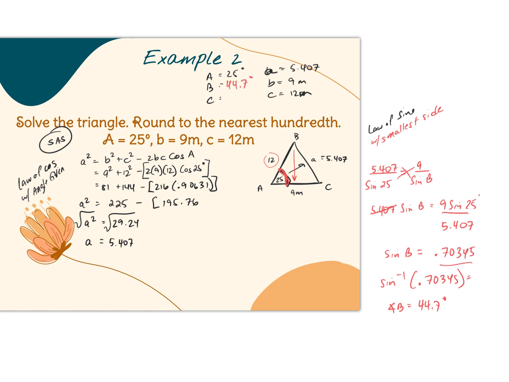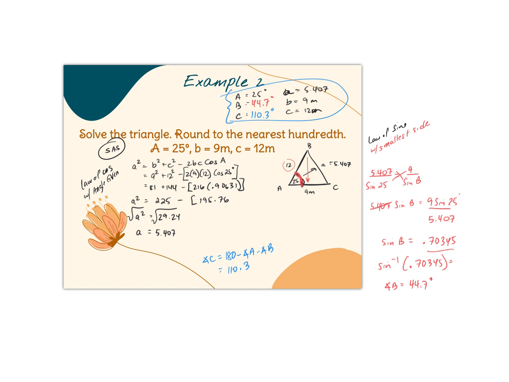Now, angle C is going to be easy to do because angle C is going to be 180 minus angle A minus angle B. So I'm going to do 180 minus angle A, which is 25, minus angle B, which is 44.7, and I'm going to get 110.3. That's my obtuse angle, okay? And so notice I have everything I need. So basically this is how we do it.